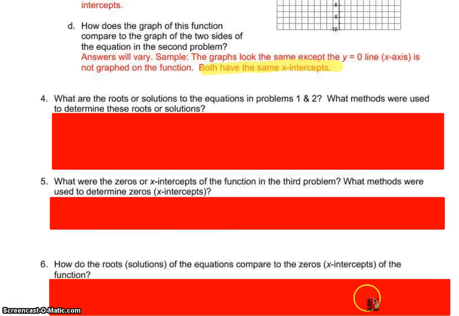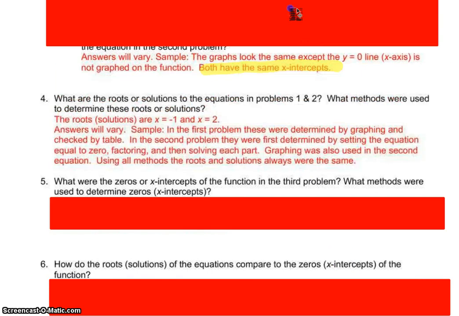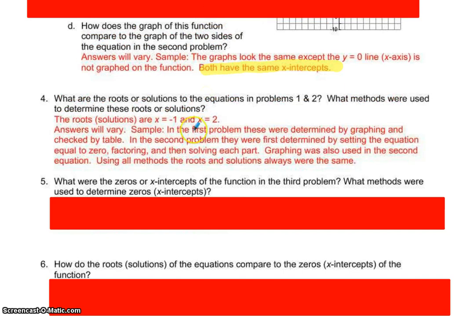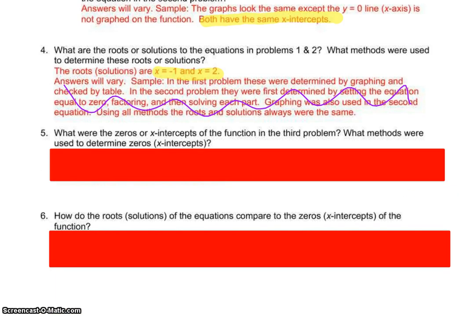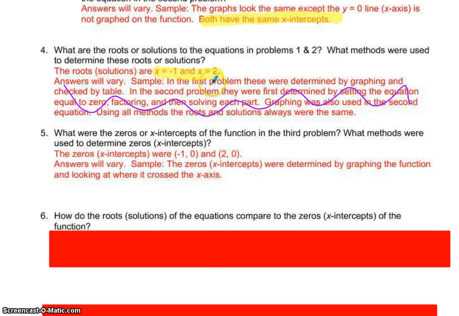So number 4, what are the roots or solutions to the equations in problems 1 and 2? Remember, they were technically the same equation. Okay? So the roots or the solutions are x equal -1 and x equal 2. Don't worry about methods to find it. Number 5, what were the zeros or the x-intercepts of the third problem? -1 and 2.